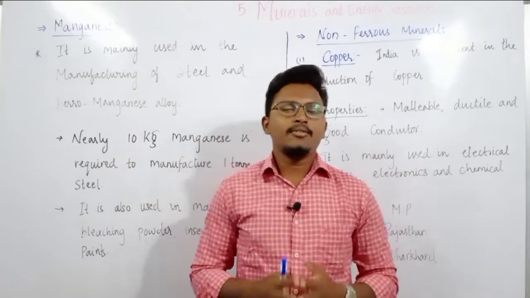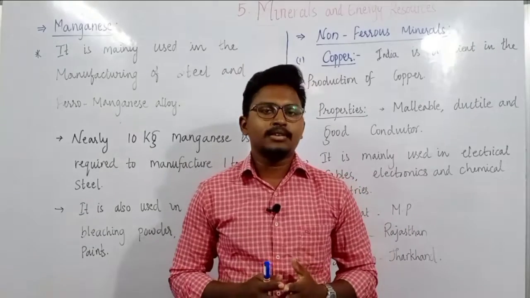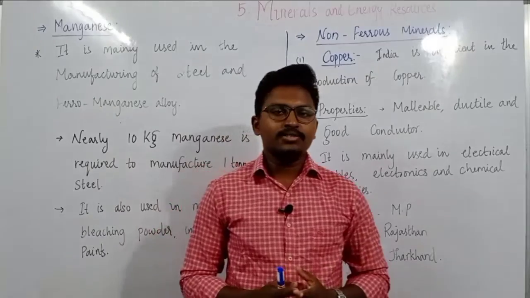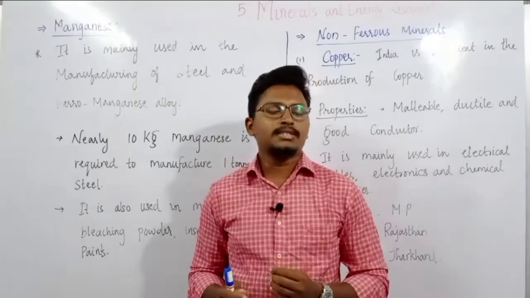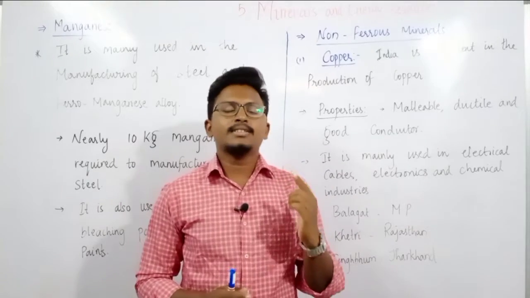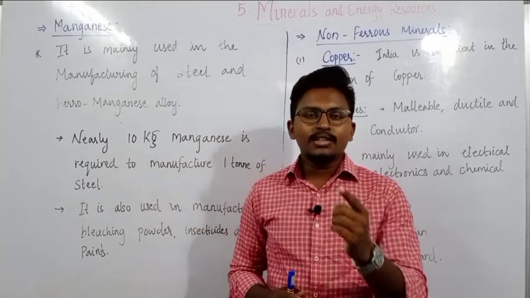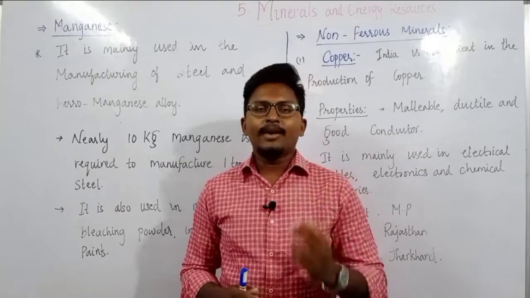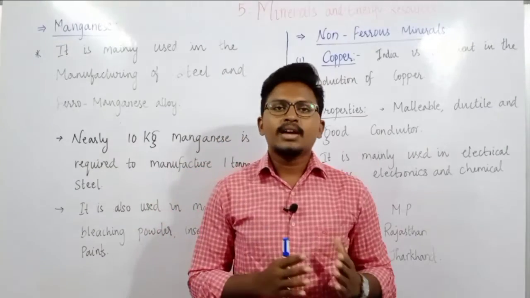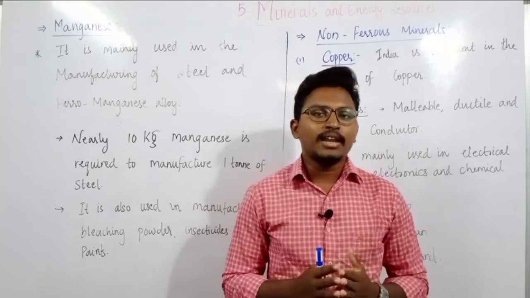In this lecture, we are going to discuss class 10th CBSE Geography chapter number 5, that is Minerals and Energy Resources. In the previous lectures about this chapter, we have already discussed ferrous minerals. In that, we discussed iron ore, the properties of iron ore, different types of iron ore, and what are the major belts that are found in the country. That means where iron ore is mainly found.